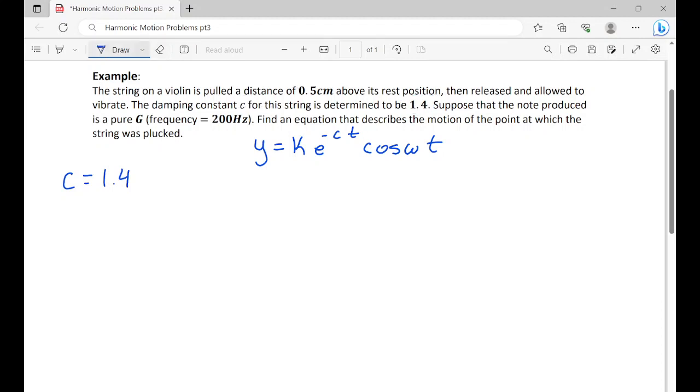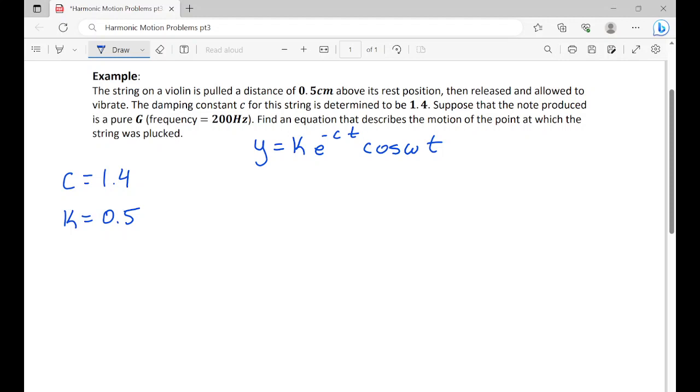Now, I still need to find some other things in here. I can see that the violin string is pulled a distance of 0.5 centimeters above the rest position. That means it's as high as it goes and is let go. So that is what K represents. We'll let K represent the amplitude, as it were, for this. So this is going to be 0.5 because that's its starting point.